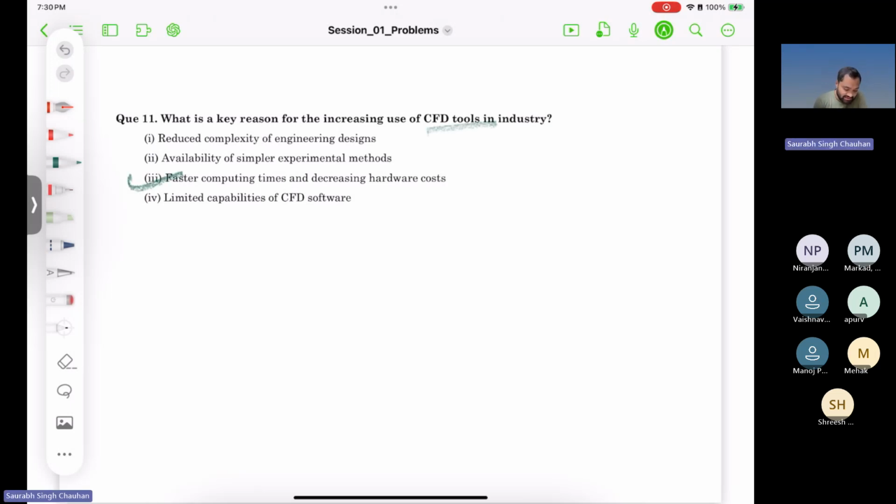The faster computing times and decreasing hardware cost. And the fourth option says limited capabilities of CFD software. So yes, CFD software has limited capabilities, but that is not the reason for increasing use of CFD tools in industry, right?